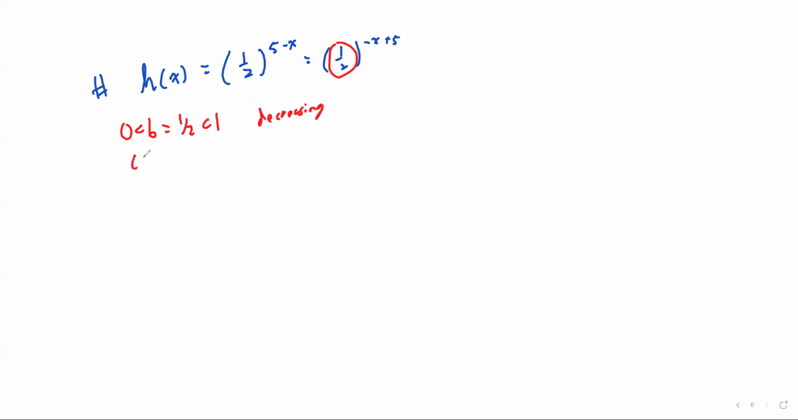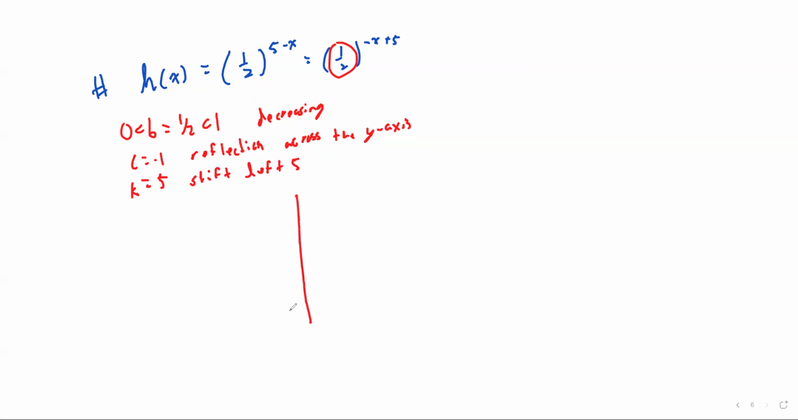We do see that we have c equals -1, which does tell us it's a reflection across the y-axis. We now know that that's going to become an increasing function. And then I see that my k value is equal to 5. So that's going to shift originally to the left 5, but now it's going to shift right 5. If you kind of do that. If not, it doesn't really matter. So this is how I'm going to start off.